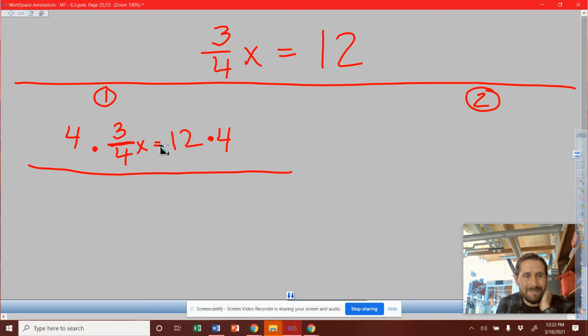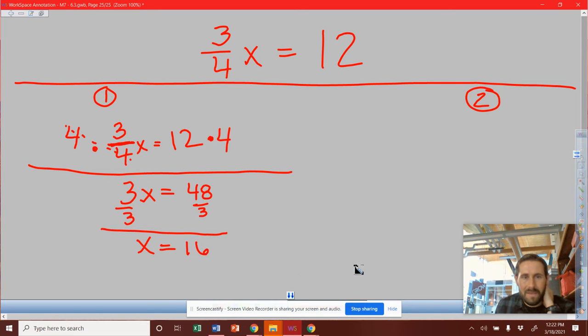And that's going to cancel out my 4's over here. And now you can see I've just got that 3x. Okay, I'll bring my equal sign down, and 12 times 4 is 48. And now I hope we understand how to do this. We can say this is 3 times x. So we're dividing by 3 here, and we're dividing by 3 here. So x equals 16. Okay, so that's one way you can do it.